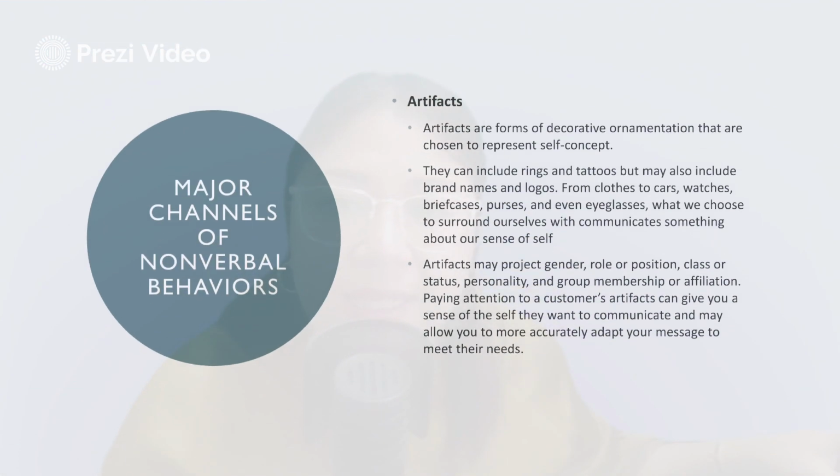All right, and then the next one is artifacts. Artifacts are actually a form of decorative ornamentation that are chosen to represent self-concept. For example, tattoo, right? They can include rings and tattoos, but may also include brand names and logos. All right, from clothes to car, watches, briefcase, purses, and even eyeglasses. What we choose to surround ourselves with communicates something about ourselves, our sense of self.